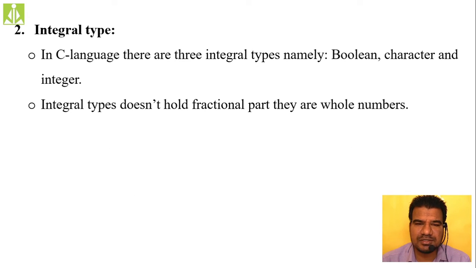Then integral types, we said they have been divided. Integral means we can store only the whole numbers, no precision part, no fractional part. So only the whole numbers you can store inside the integers, and these integers are further divided into three general types: boolean, character, and integer types.